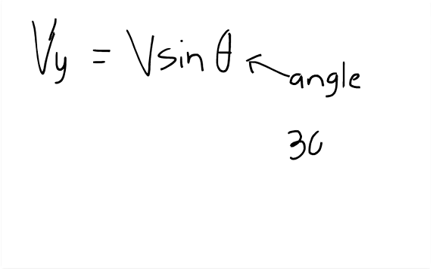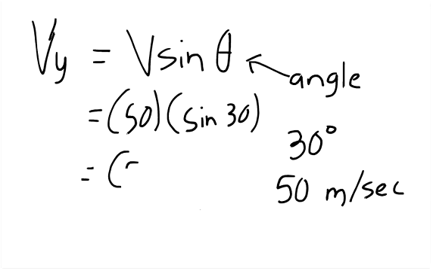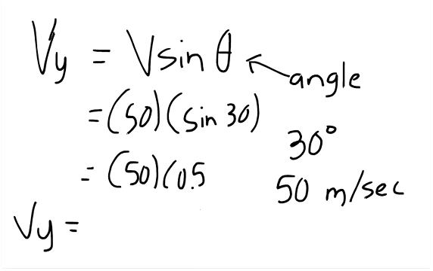So we know that theta is 30 degrees, and the initial velocity in the diagonal direction is 50 meters per second. And now all we do is plug these numbers into our formula. So we would get 50 times sine 30, 50 times 0.5, and then the initial velocity in the y direction, same thing as vertical, would be equal to 25 meters per second.